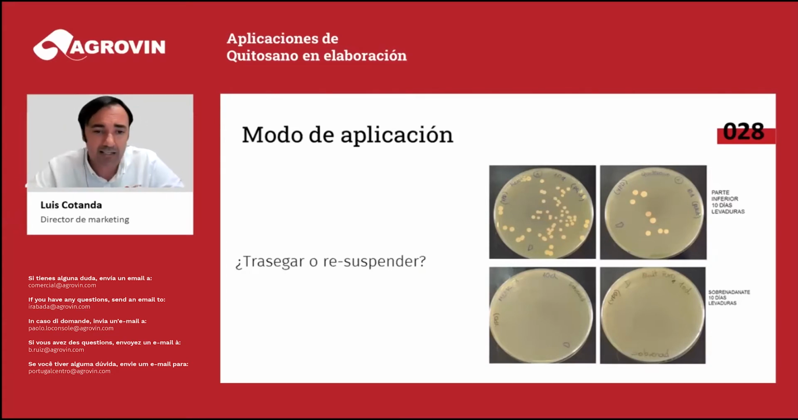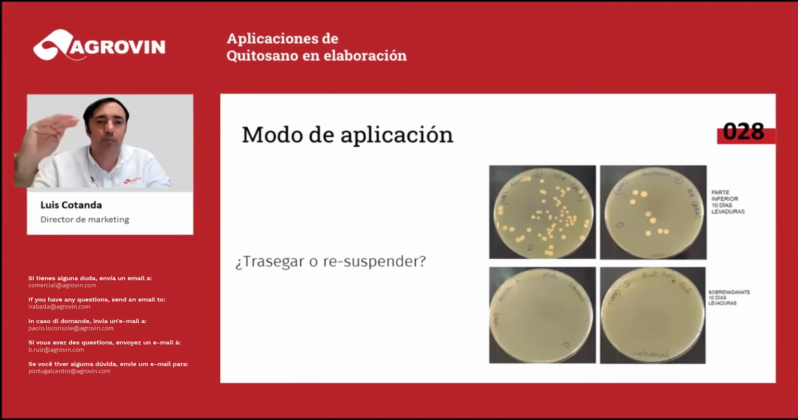We performed a treatment with chitosan, where you can see the two plates on the right-hand side. Well, the two on the left-hand side were treated so that they would enhance the antifungal effect.